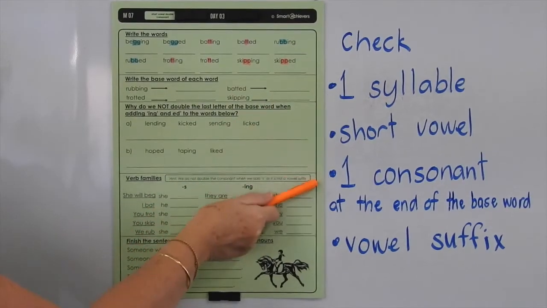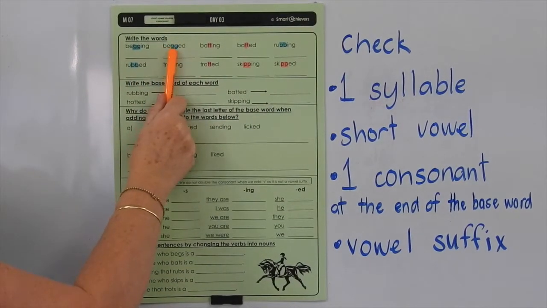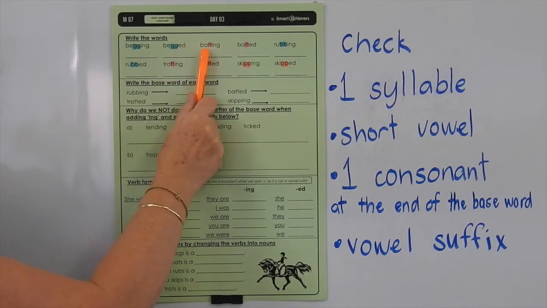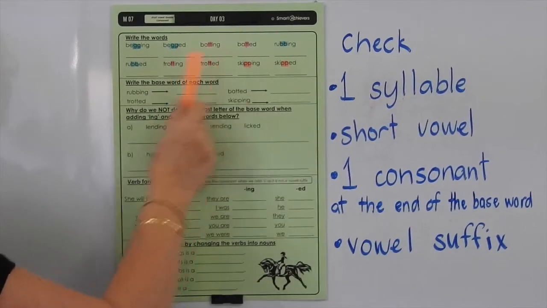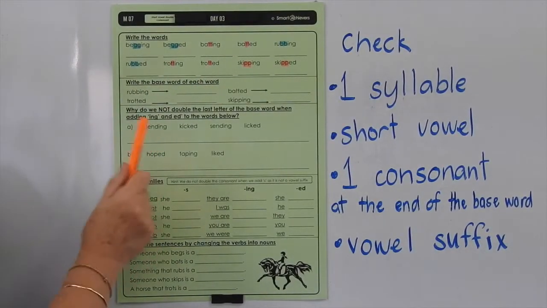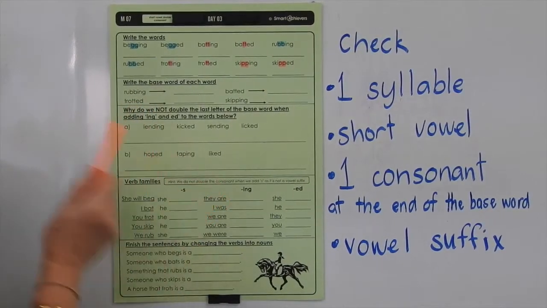So if we get four ticks there, we know we're going to double that last letter, which would be the G in begging and begged, the T in batting and battered, etc. So we're going to double that last letter of the base word before we add the vowel suffix. Now there's some other things in here too that we're revising.